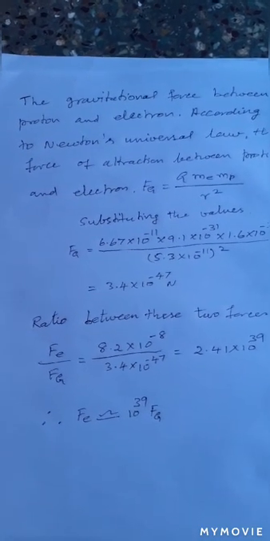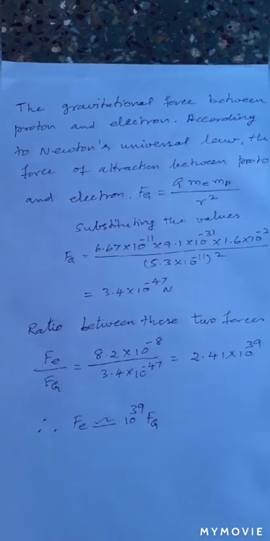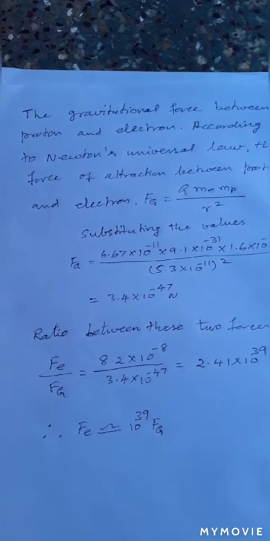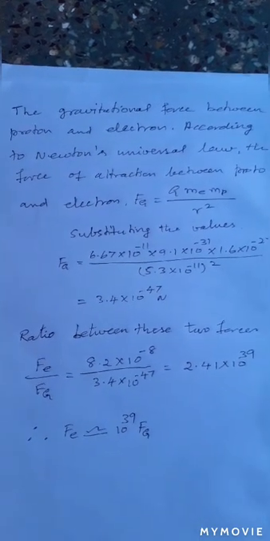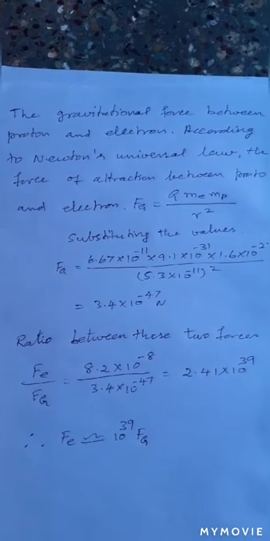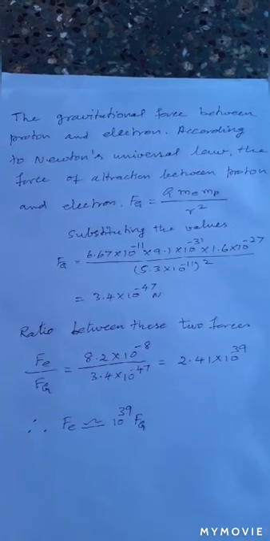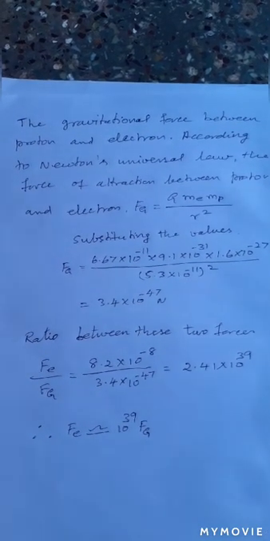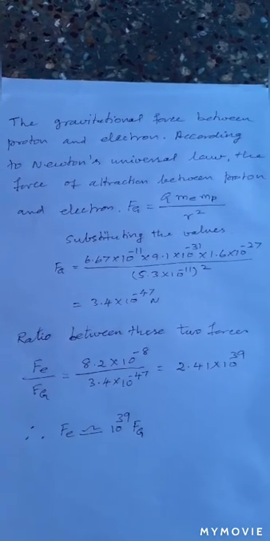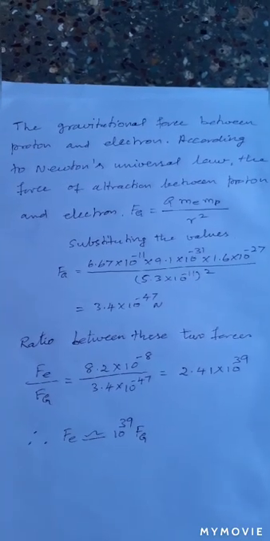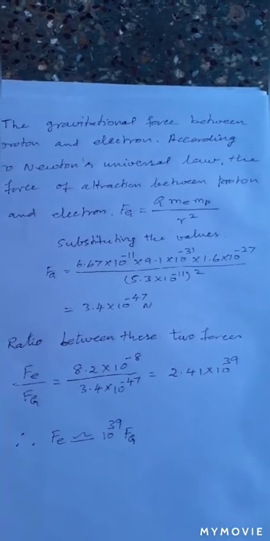Here capital G is the gravitational constant, Me is the mass of electron and Mp is the mass of proton, and R is the distance between proton and electron. Already the values are given. Substituting the values in the above equation, we will get Fg is equal to 6.67 × 10^-11 × 9.1 × 10^-31 × 1.6 × 10^-27. 9.1 × 10^-31 is the mass of electron, and 1.6 × 10^-27 is the mass of proton.